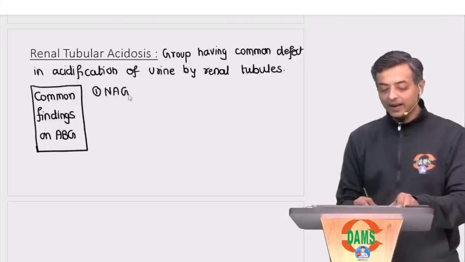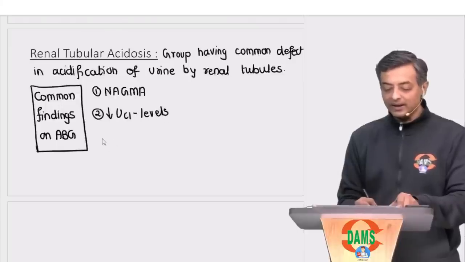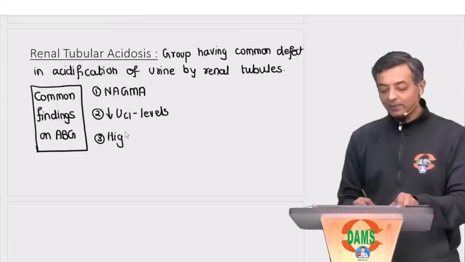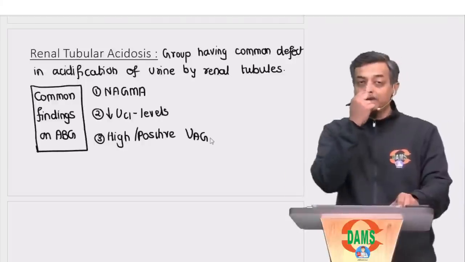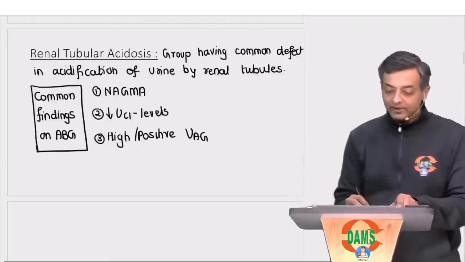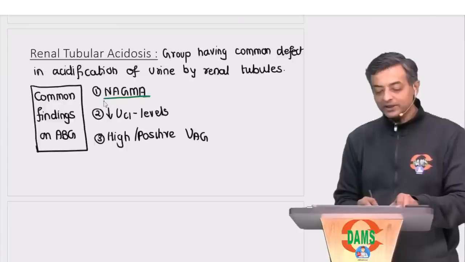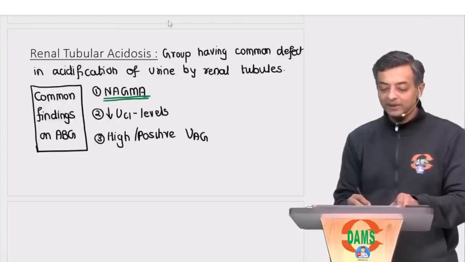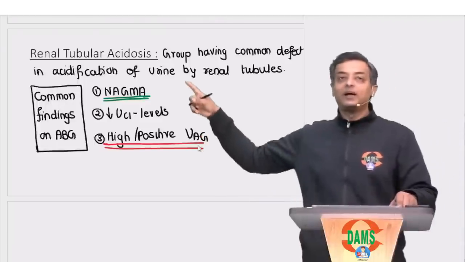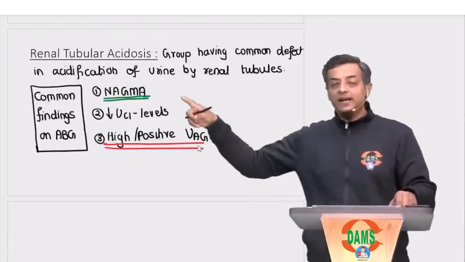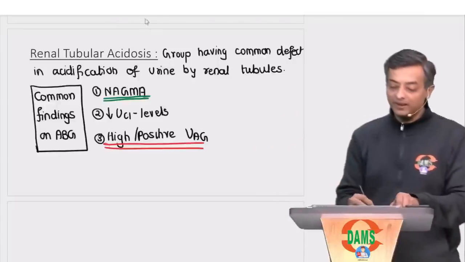All of them have normal anion gap metabolic acidosis, with low urinary chloride level and a high or positive urinary anion gap. So remember like this. When to think of RTA? When the patient has a normal gap in plasma and a high gap in urine, you are dealing with a patient of renal tubular acidosis.